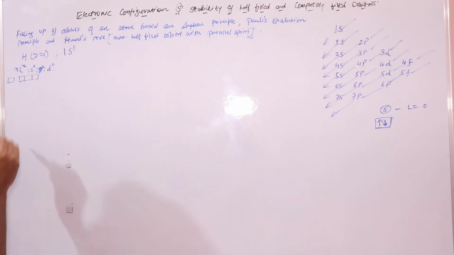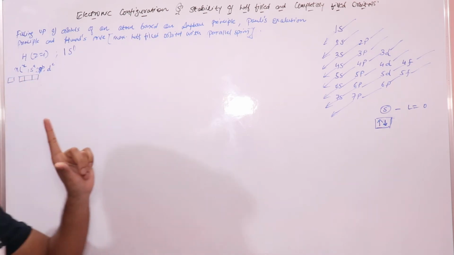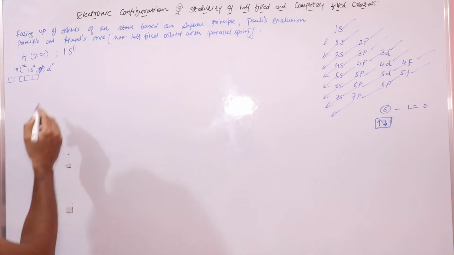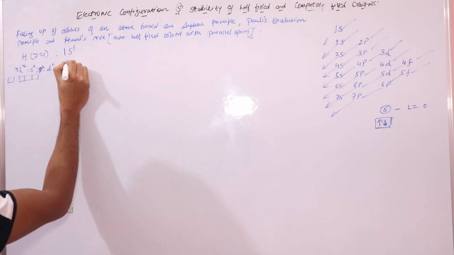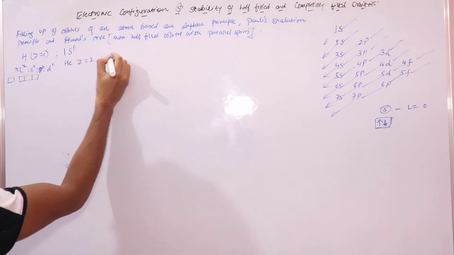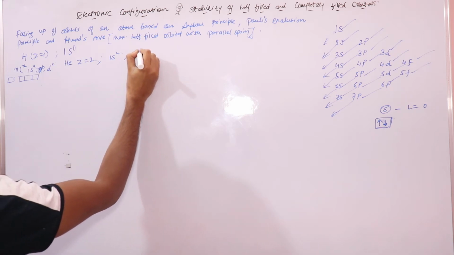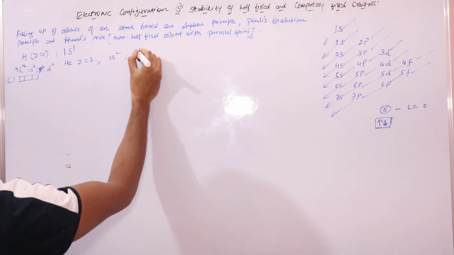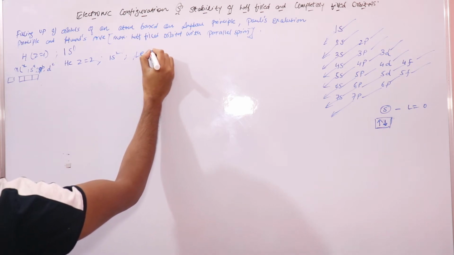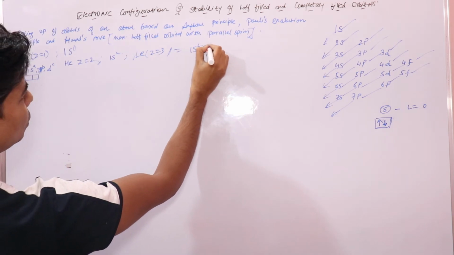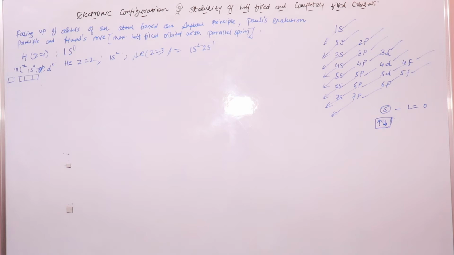So either you write the electronic configuration in these boxes, right? One box represents 1 orbital and can contain a maximum of 2 electrons. Similarly, helium has atomic number 2, so its electronic configuration would be 1s2. Then you have lithium. Lithium has atomic number 3, so its electronic configuration would be 1s2, 2s1. This is the electronic configuration for lithium.